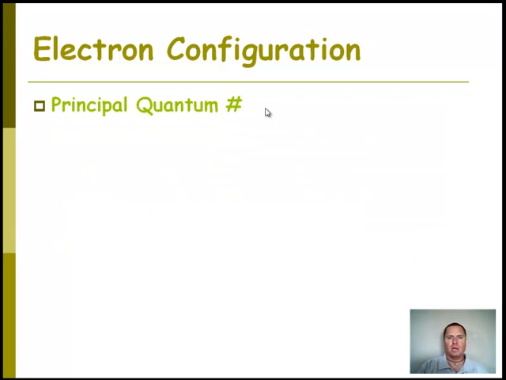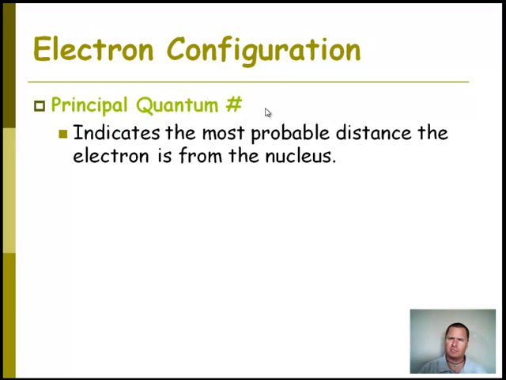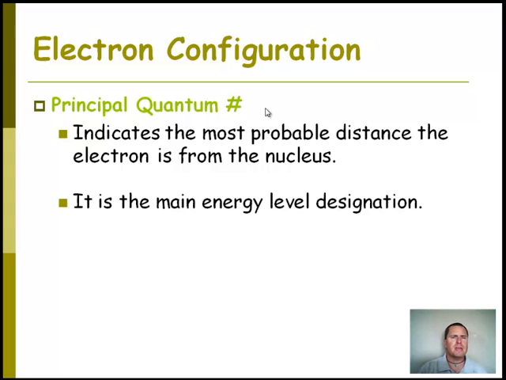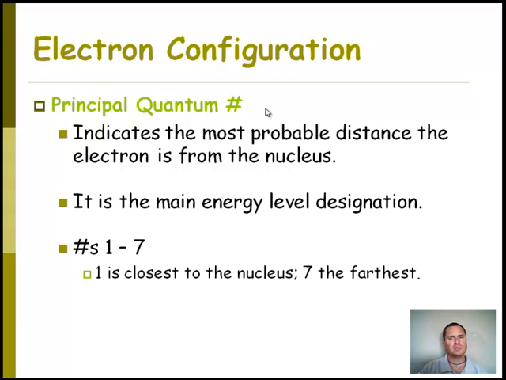Okay, the principal quantum number, our first one. This gives us generally the most probable distance the electron is from the nucleus. It's the main energy level designation. This tells us how far it is from the nucleus, and principal numbers can be 1 to 7. 1 is closest to the nucleus. 7 is the farthest away from it.